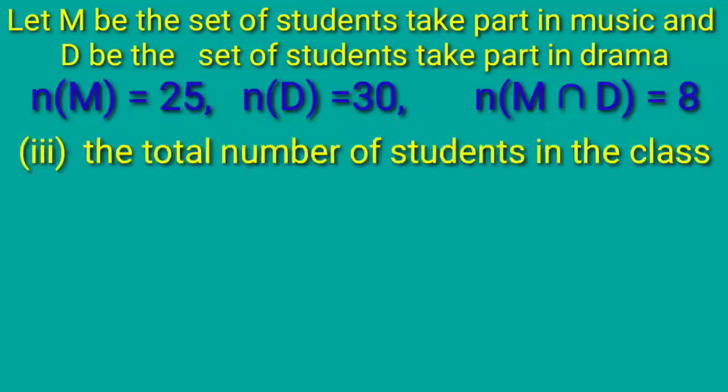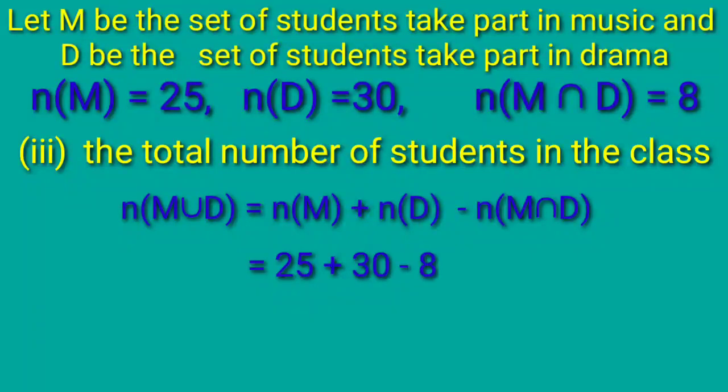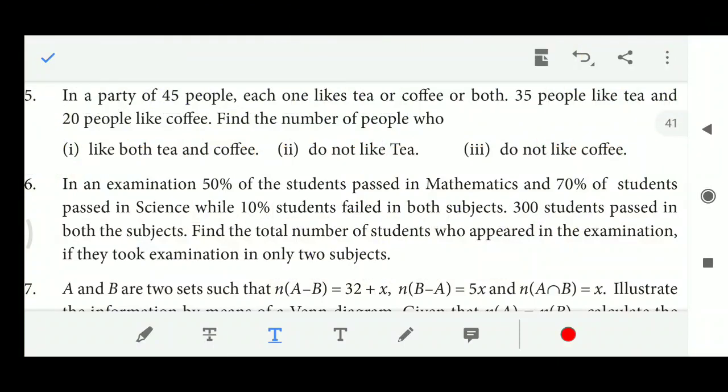Third, we are going to find the number of students in the class. Further, the formula is n(M union D) is equal to n(M) plus n(D) minus n(M intersection D). If we substitute the values, 25 plus 30 minus 8 gives 47.